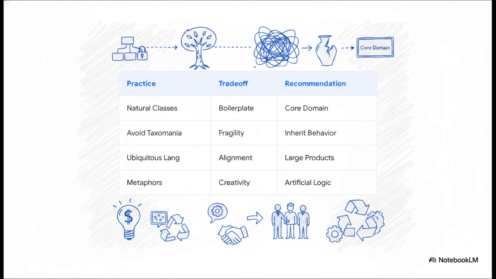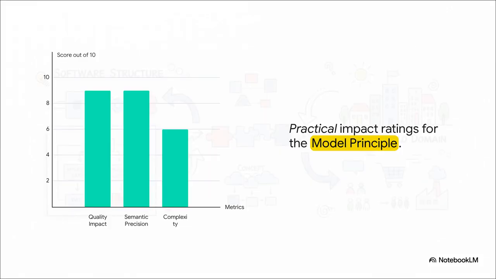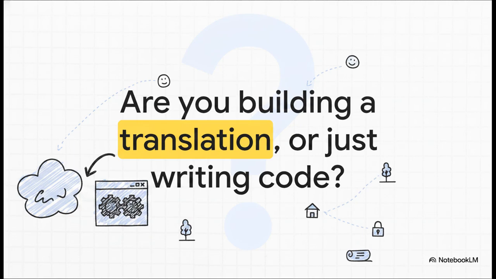design stays intuitive. Looking at the practical impact ratings here, quality impact and semantic precision both score a massive 9 out of 10. Domain-aligned code stands the test of time, and it cleanly maps business vocabulary right to your class names. However, mitigation complexity sits at a 6 out of 10. Why? Well, because while designing accurate models is pretty simple in theory, actually preventing developers from taking quick shortcuts, that requires solid, daily discipline.